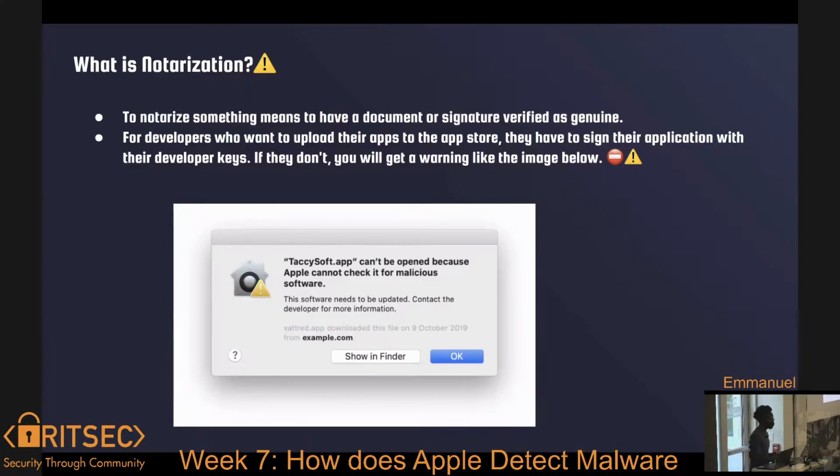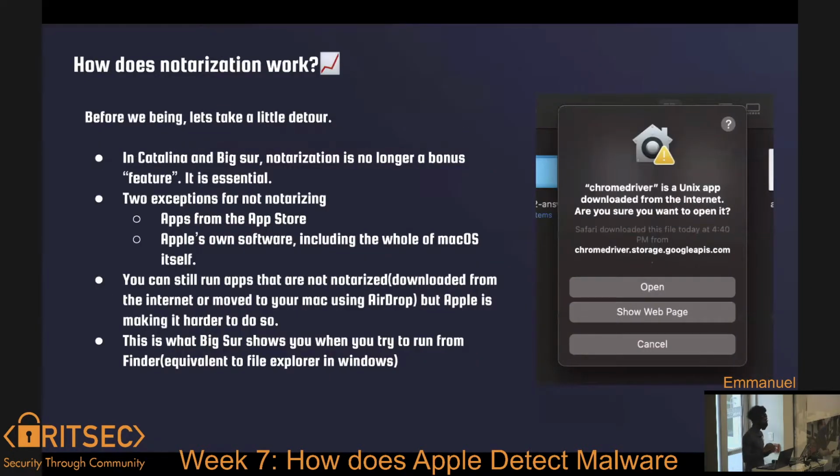Okay, next slide. So how does it work? Before I actually answer that question, we're just going to do a quick update. In the newer versions of macOS, Catalina and the new one, Big Sur, notarization is something you have to do. Before those two versions, they were still trying to get the whole security stuff going, so it was not stamped down. But now you have to do it. It's not an option. You have to do it.